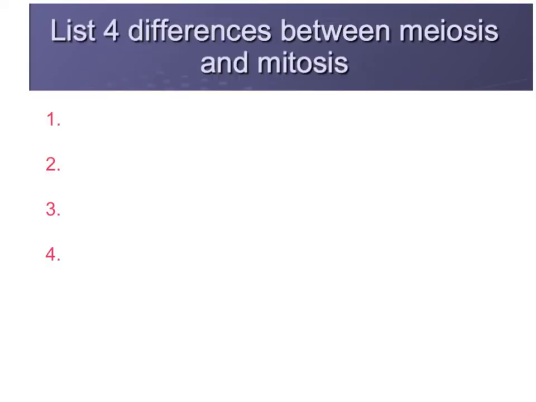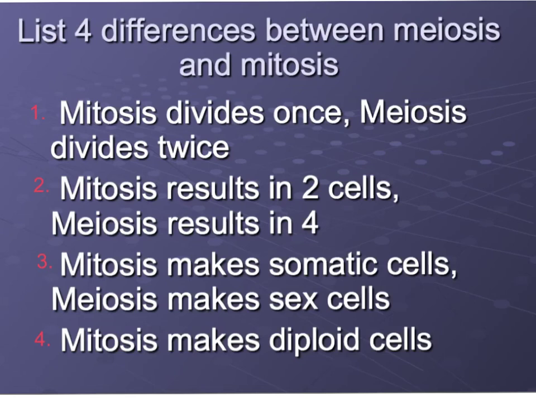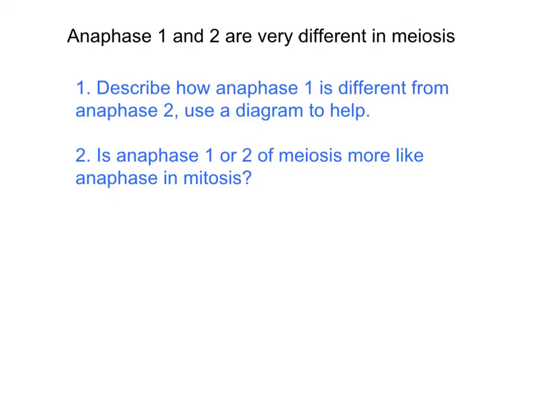Check yourself. List 4 differences between meiosis and mitosis. Go back in your notes if necessary. The 4 things you should come up with is mitosis divides once, meiosis divides twice. Mitosis results in 2 new cells, meiosis results in 4. Mitosis makes somatic cells, or your body cells, like skin cells, heart cells, and meiosis makes sex cells. And mitosis makes diploid cells, and meiosis makes haploid cells.